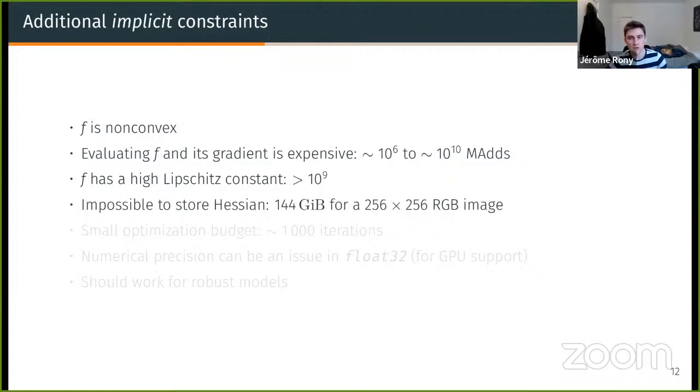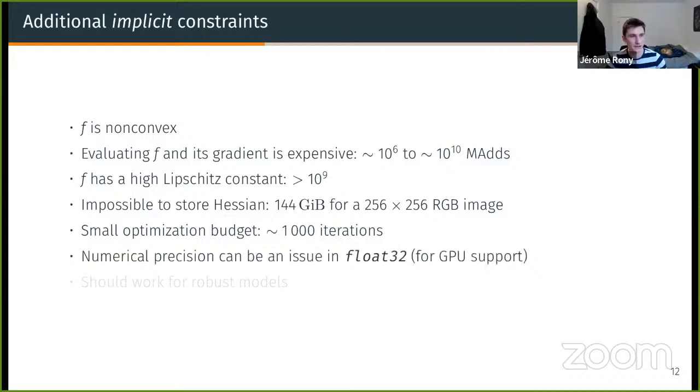It's impossible to store the Hessian. The Hessian with respect to the input of a 256 by 256 RGB image is 144 gigabytes. So it's not impossible to store it, but good luck storing that on GPU, at least for now. But even if you could store it, inverting it is cubic in the input size, so it's undoable. You have small optimization budgets. Typically, what the community agrees on is about 1,000 iterations maximum. More than that, and it gets way too long, and people will not use the attack that you created, basically.